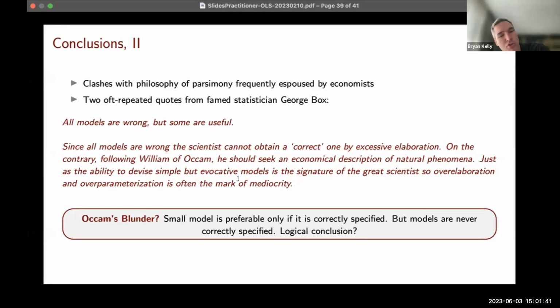In some settings, it can be true that Occam's razor is a good way to distinguish between models. But here is a very clear example of a setting in which it doesn't hold. A small model is only preferable if you're correctly specified. If you're not correctly specified, if you have to do any model approximation, then a bigger model is better.